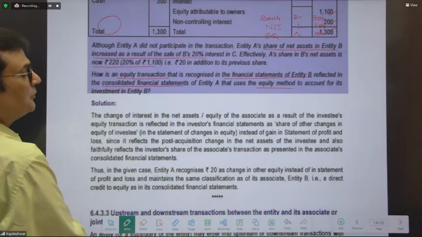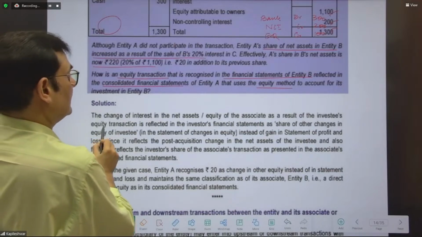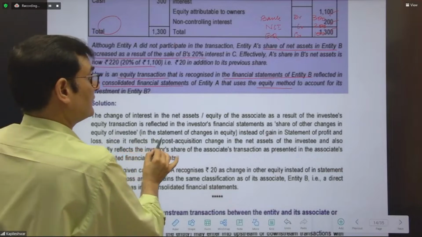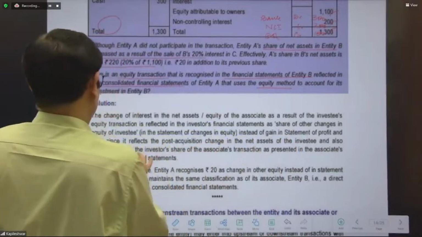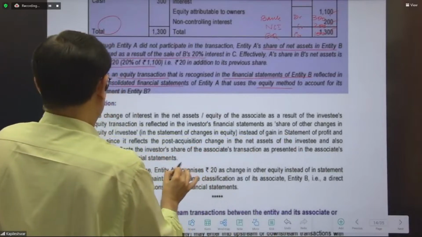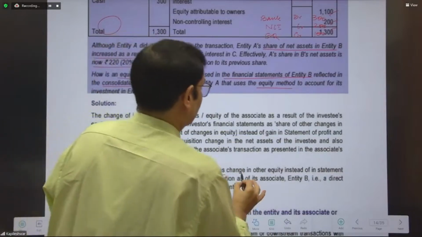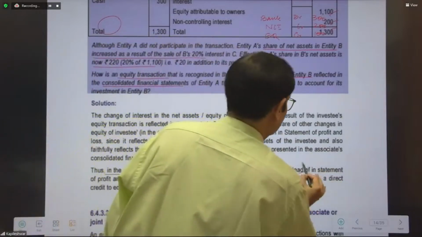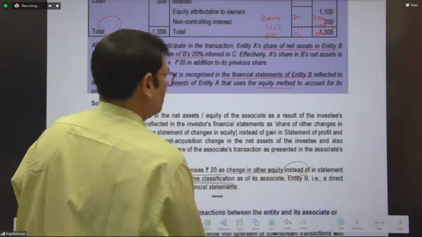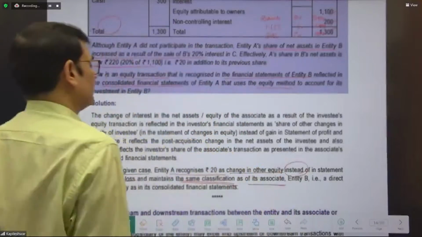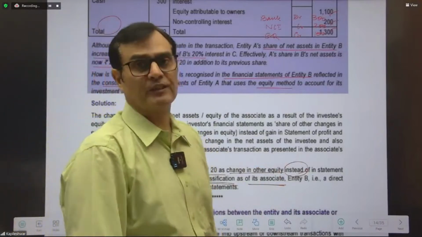Well, as I said, the entry is going to be directly a credit to SOCI. So we can see in this case, it very clearly says, let me show you the answer. It says the share of other changes, and where does it go? It says in the given case, A recognizes 20 as changes in other equity instead of statement of P&L and maintains the same classification as of the associate. And that is important. He maintains the same classification as of the associate company.